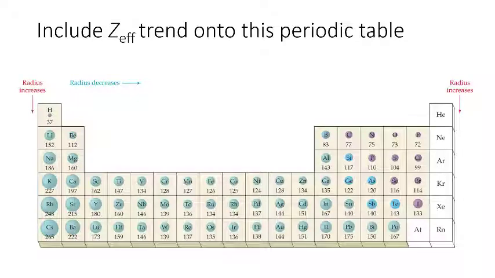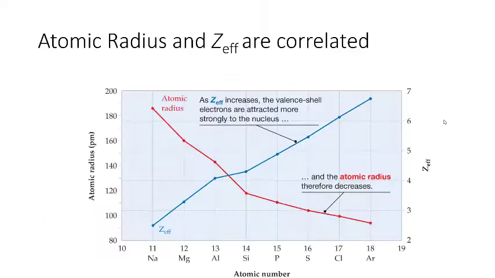Okay, so let's include the effective nuclear charge trend onto this periodic table, just as a reference for us. So we see on the left-hand side where we have our large radii, those are going to have a low effective nuclear charge. Atoms on the right-hand side are going to have a high effective nuclear charge. Next would be the atomic radius, and this is a plot showing the atomic radius versus the effective nuclear charge. So we can see as the effective nuclear charge increases, the atomic radius decreases.